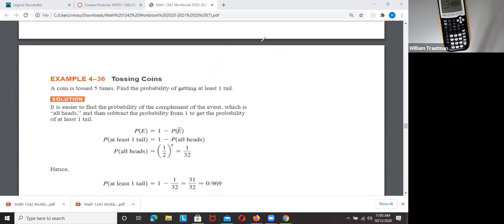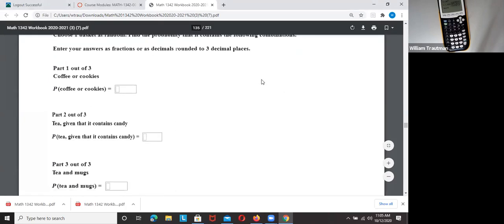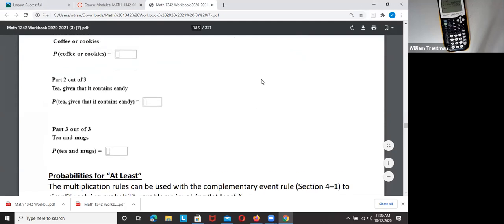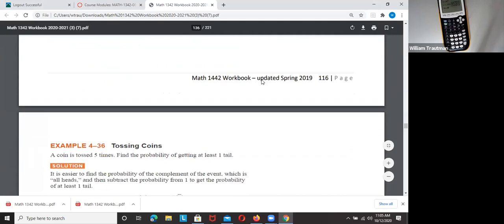And the last problem they want us to do, let's take a look. Wait, where did we go? Did I?